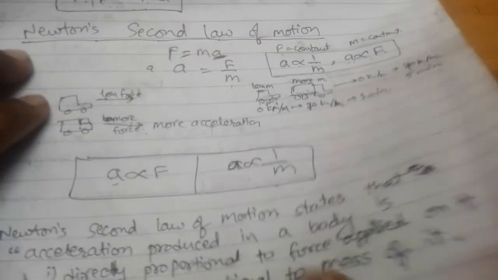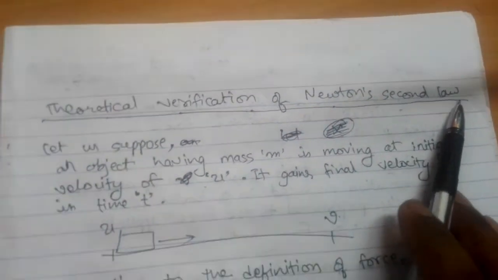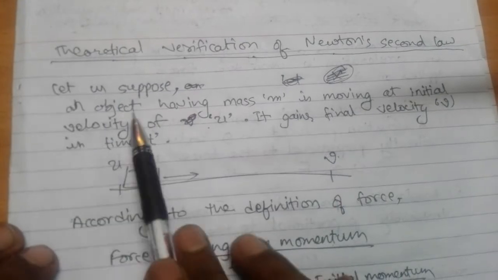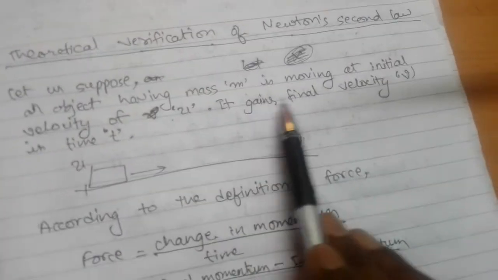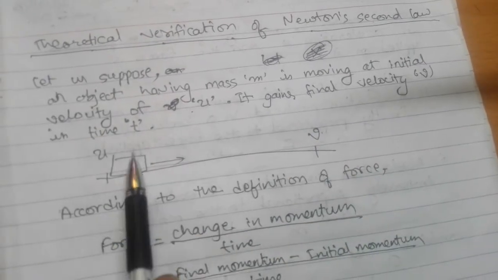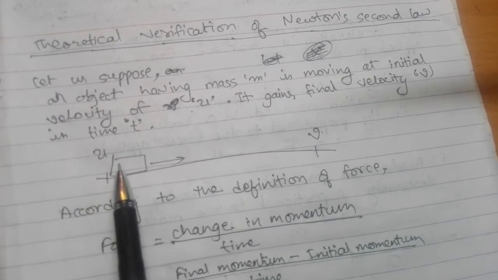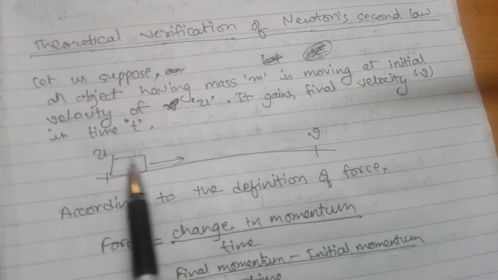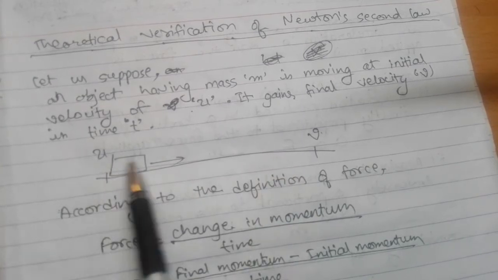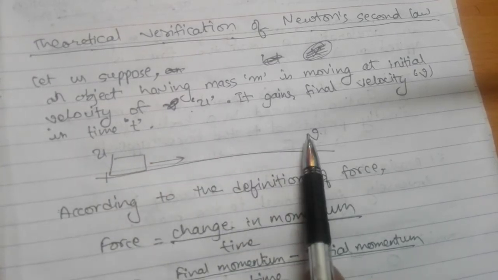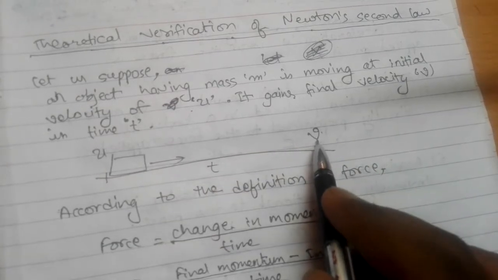Okay, now let's go to the theoretical verification of Newton's second law of motion. Okay, let us suppose an object having mass m is moving at an initial velocity of u and it gets a final velocity v in time t. So this is an object, it's moving with velocity u. If you do not apply any force, it will keep on moving at the same speed, same velocity. But if you apply some force, then its velocity will increase. Okay, and after time t, its final velocity becomes v.